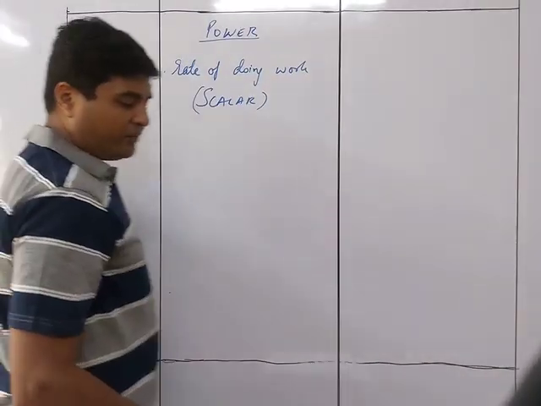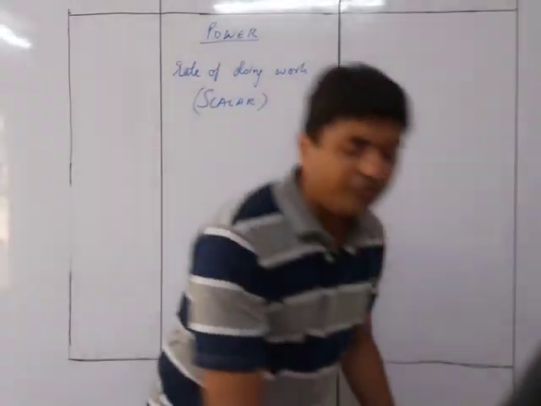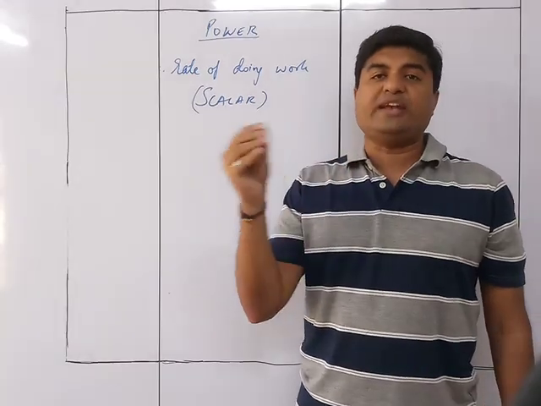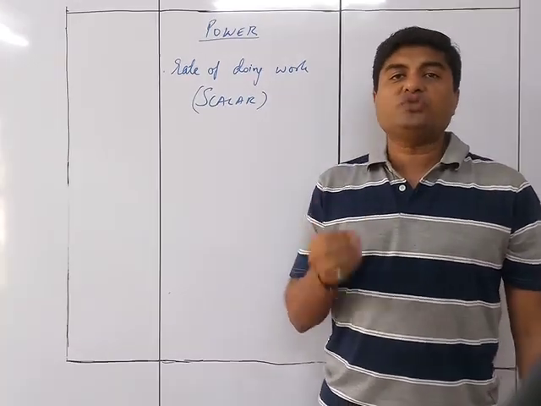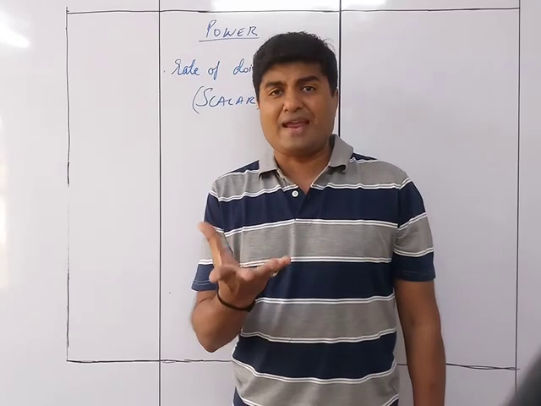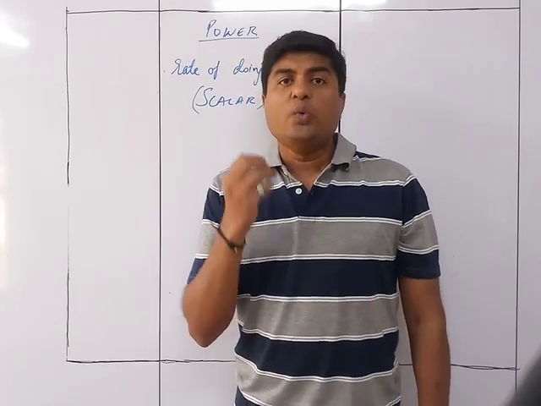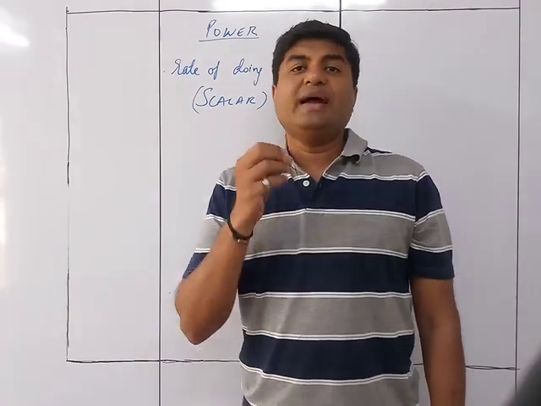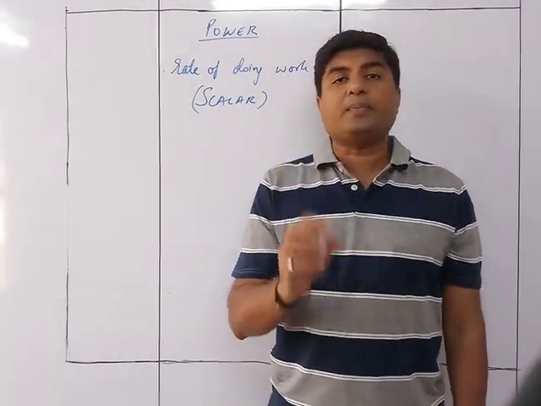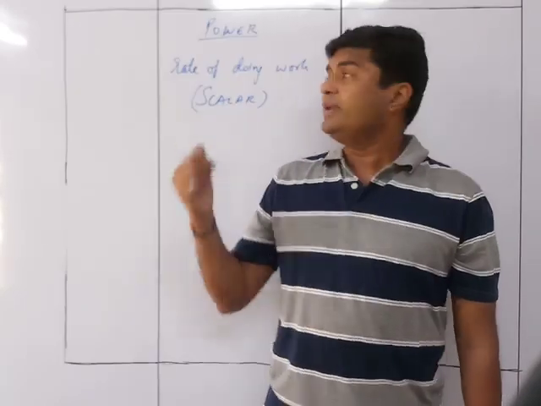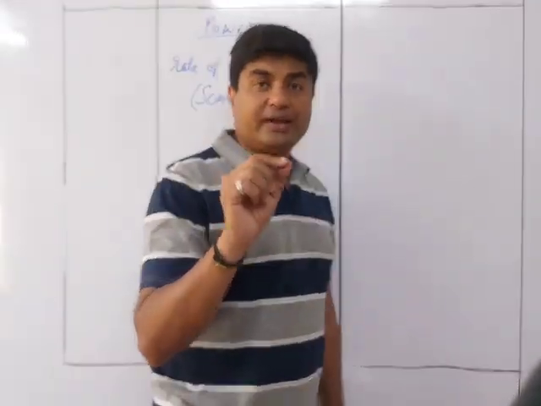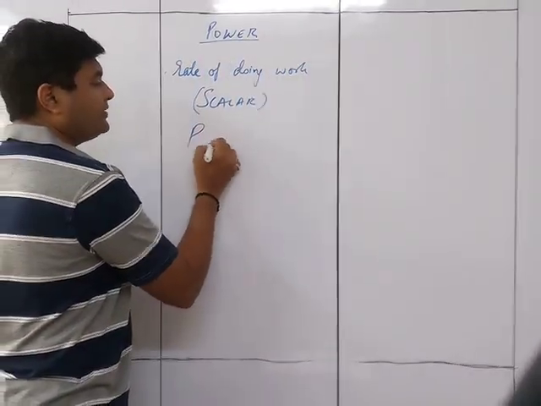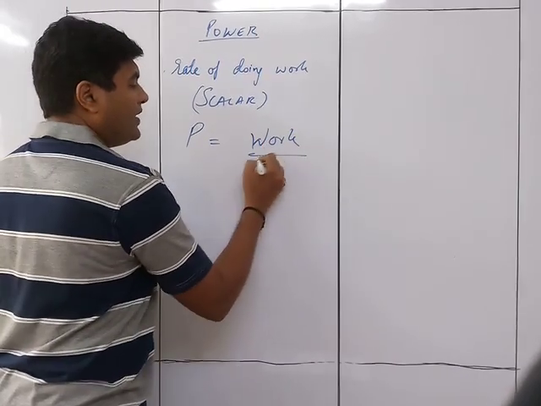Because it's a rate of doing work, we always know that any definition which gives a rate of change of or rate of doing something means we are relating it to time. Whenever we say rate of doing something, rate of change of, we are always relating that particular physical quantity with time. So here we are relating work with time. Accordingly, we say that power is equal to work upon time.